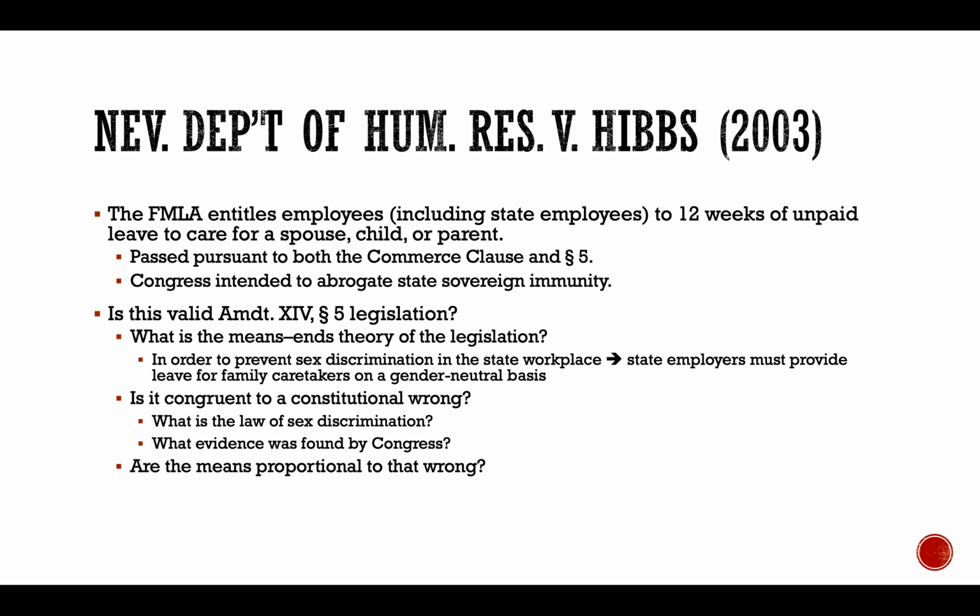And then moving on to the proportionality half of the test, are the means proportional to the end or to the wrong that Congress is trying to prevent? So we're going to want to look at the form the statute takes. Is the statute out of proportion to the wrong, or is it more narrowly tailored to that wrong?